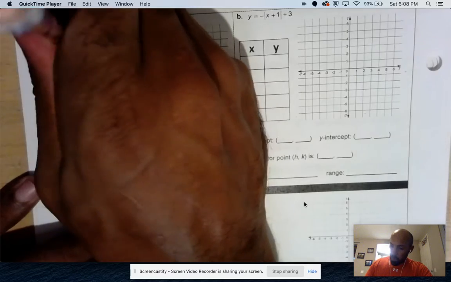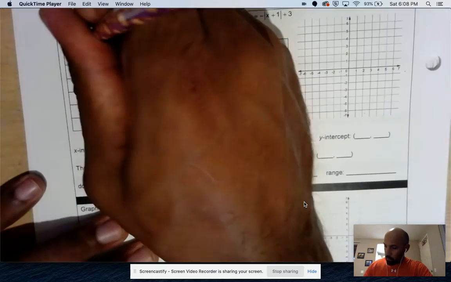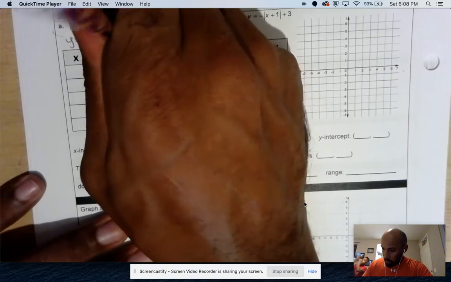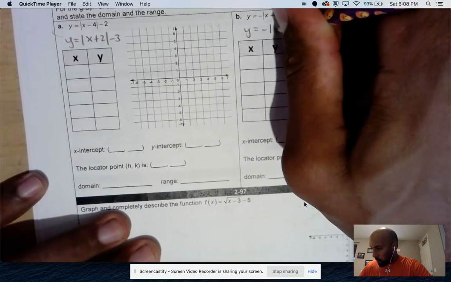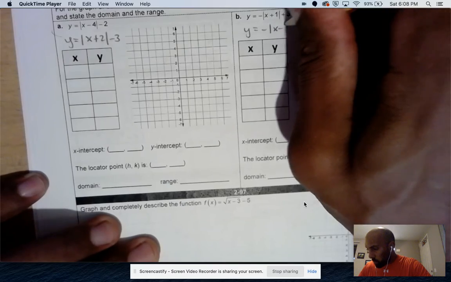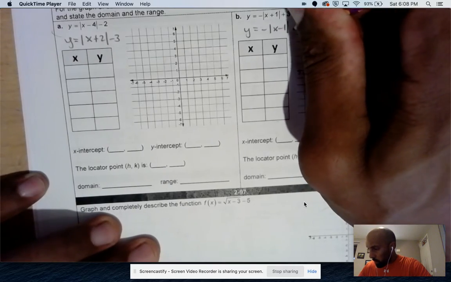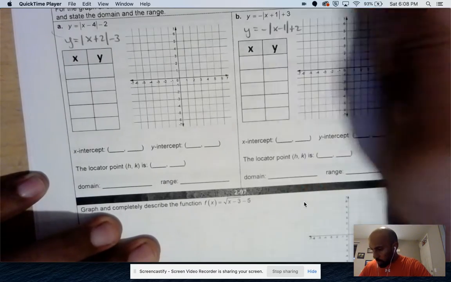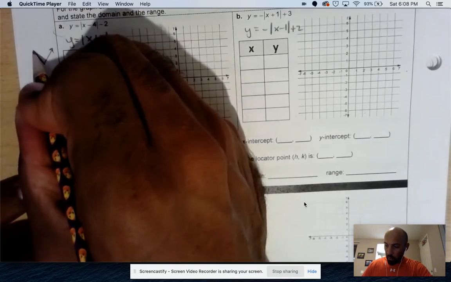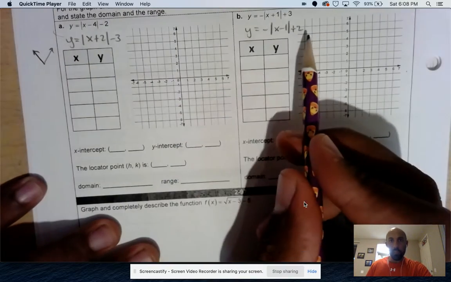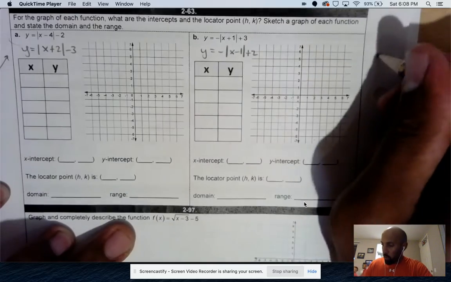Okay, so now here, x plus 2 and then minus 3 is what we're going to use. And for this one, we're going to use negative absolute value of x minus 1 and then plus 2. Remember that absolute value equations are always V's. They look like a V. And obviously if it's negative, then it would be a V that's pointing down.